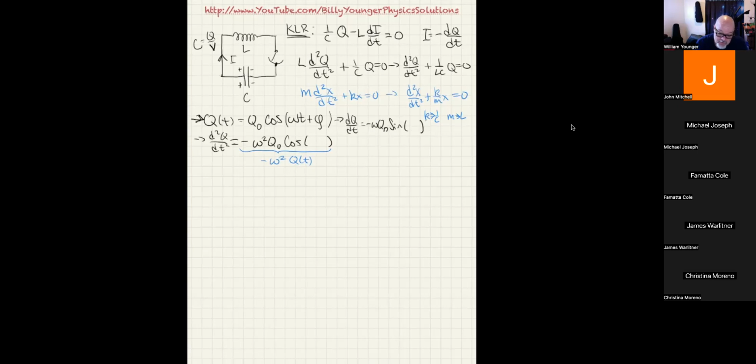So when I plug this back into the differential equation, what I see is negative omega squared plus 1 over LC times Q0 cosine of omega t plus phi is equal to 0, but this has to be true for all time.